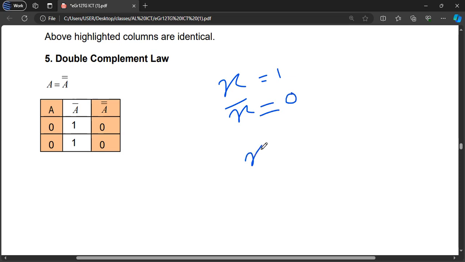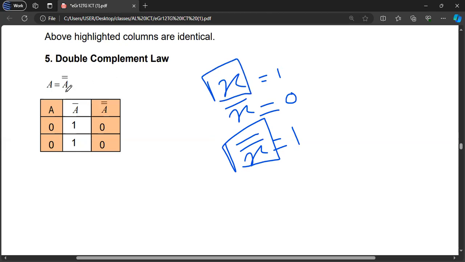Now X bar is 0. So if I put a bar on top of that, the opposite of 0, then it's going to be 1. That means X double bar is equal to X. Understood? So that's what is stated here also: A is equal to A double bar. As simple as it is, right?